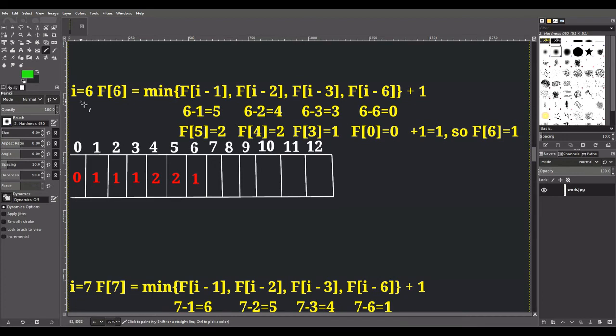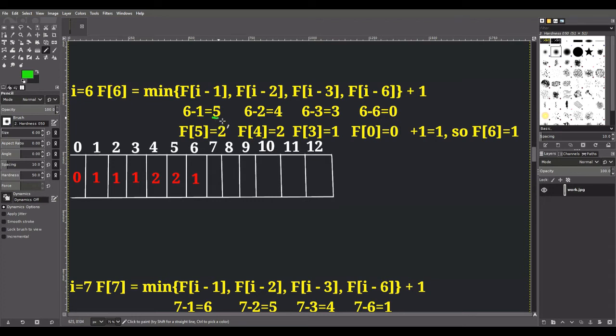Okay, so now we're at i equals 6. Well, f of 6 is going to equal the minimum of f of i minus 1, f of i minus 2, f of i minus 3, or f of i minus 6 with 1 added at the end. So 6 minus 1 is 5, 6 minus 2 is 4, 6 minus 3 is 3, and now we can use this one because we're up to 6. 6 minus 6 is equal to 0.